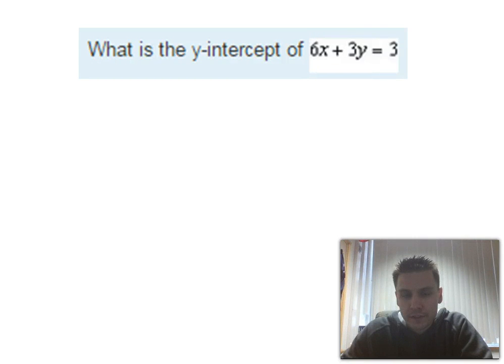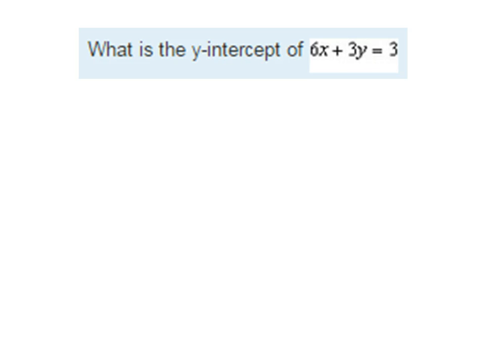Alright, we're here with a couple of examples from Power Standards Quiz 23 and 24. I have an example from Power Standards Quiz 23 on the screen asking you for the y-intercept. And it says, what is the y-intercept of the equation 6x plus 3y equals 3?